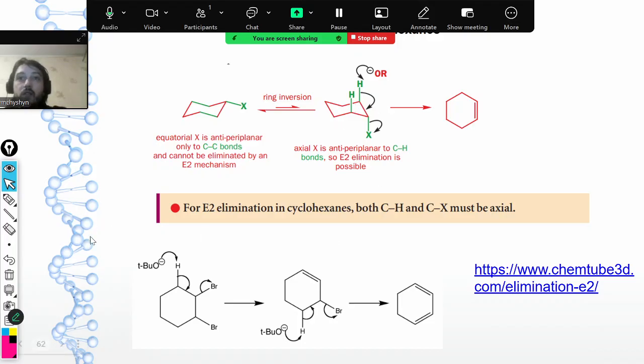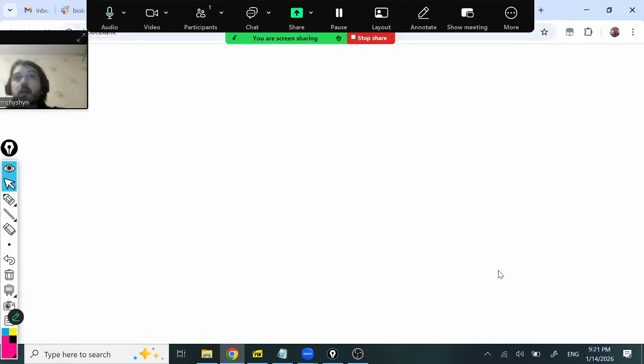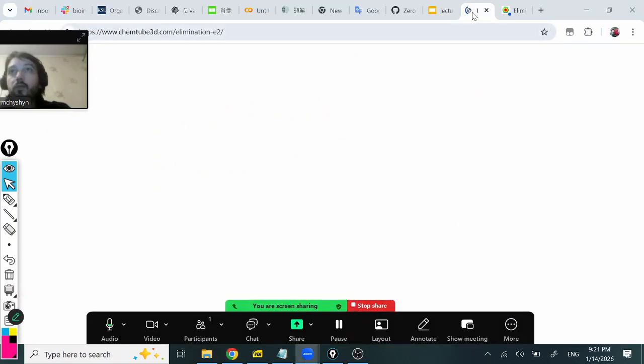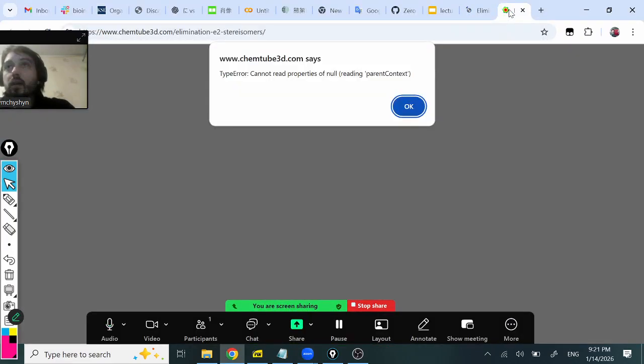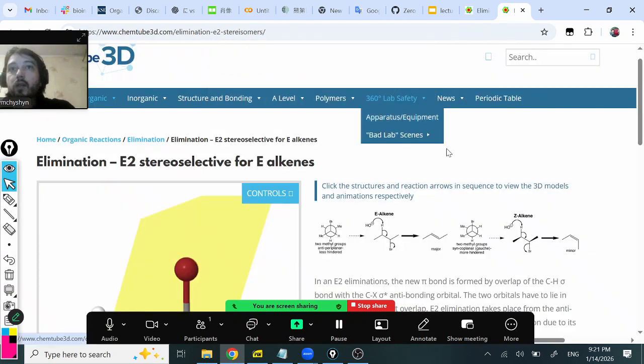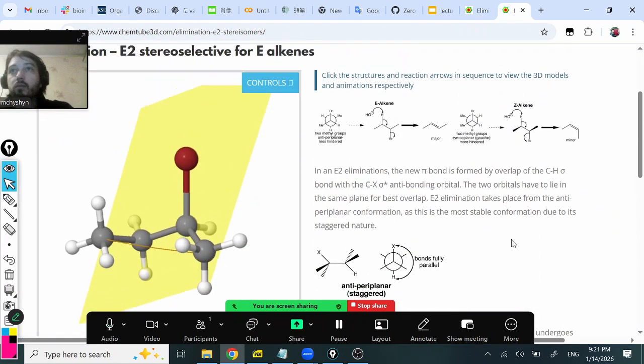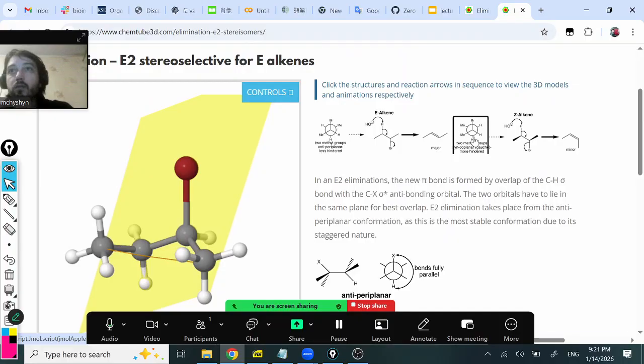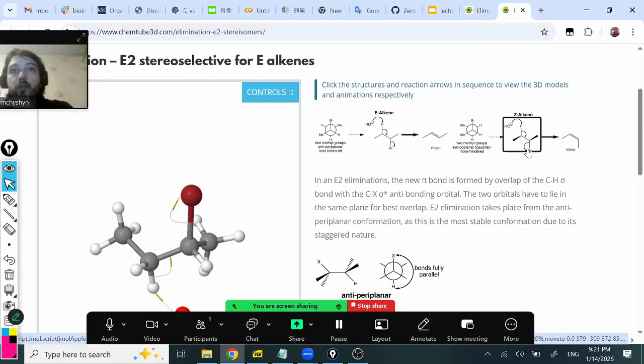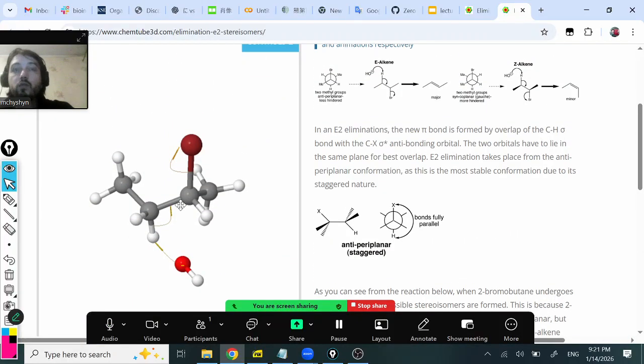And here is one more example of the reaction. I'm not sure if that works. Yeah, so we have some troubles here. I don't know. It started working. Whoa.